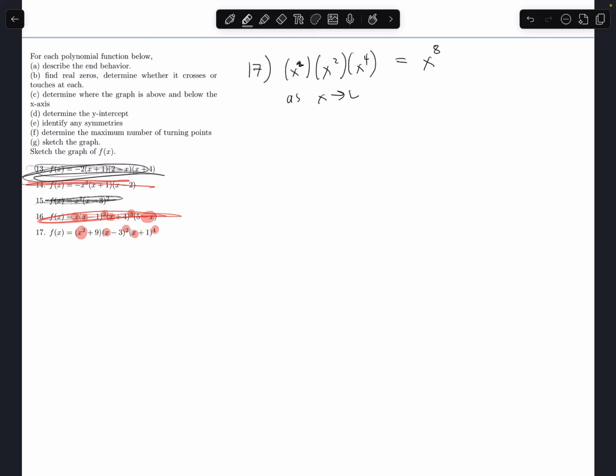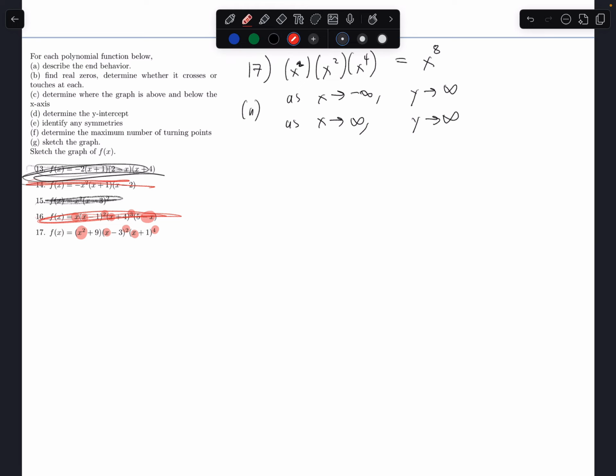As x approaches negative infinity, y approaches infinity. As x approaches positive infinity, y also approaches infinity. That's letter A. Okay, letter B.